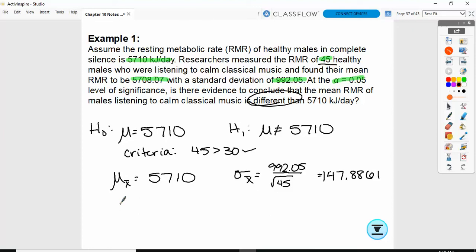Okay, here is really the only difference. Instead of calling it a z, we're going to call this a t value. So our t is just like finding a z. Our sample mean was 5708.07 minus the original mean, divided by the standard deviation.